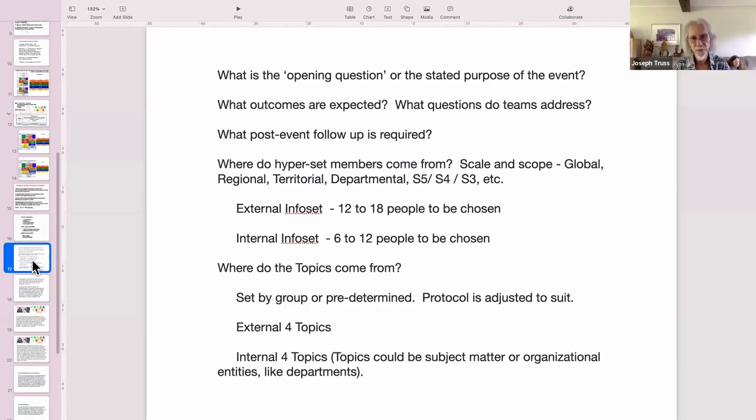Now, this is different to a typical syntegration because in this case, we can do a problem jostle, a quick one. I think that always helps, but it is not necessary because of the 2 connected spheres of information. You can actually predetermine the topics based on how the connectivity is. So this protocol can be adjusted to suit. You have 4 external topics and you have 4 internal topics. And these topics could be subject matter, organizational entities like departments, or goals, or something very much more specific.